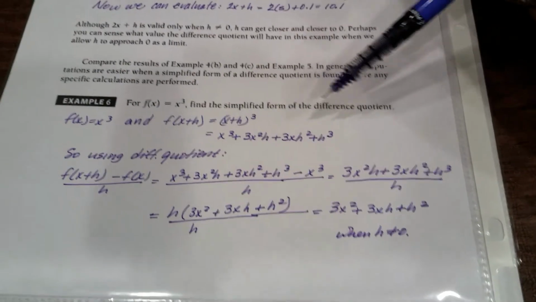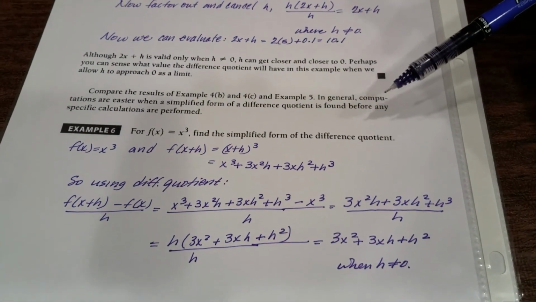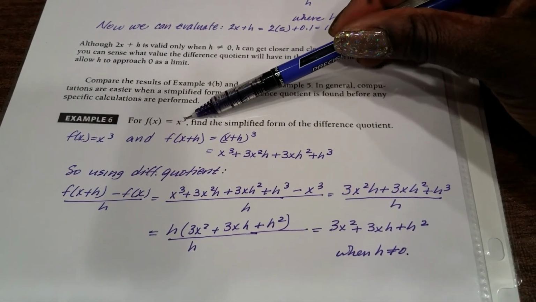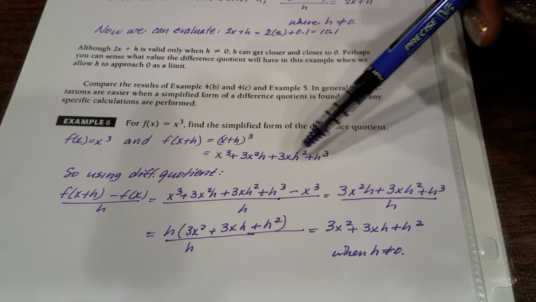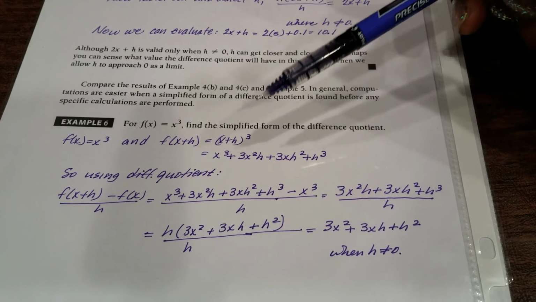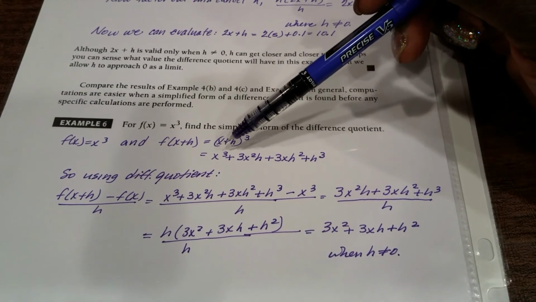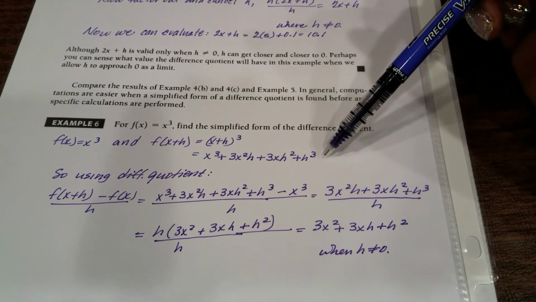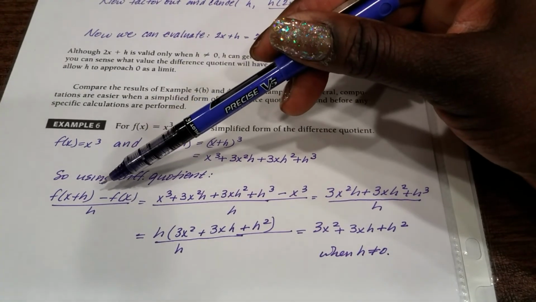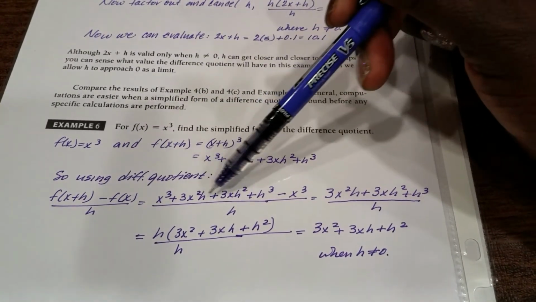All right, here's another example for us. Here we have an x cubed function. You probably want to just write this one down because the time it takes to multiply x plus h cubed is kind of time consuming. But this is what you'll end up with. Okay, and again, if we plug all of that back into our difference quotient formula, we should end up here.